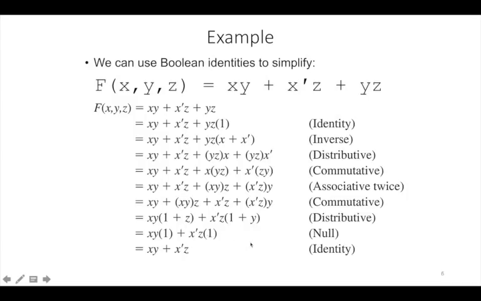And the last step, we use the identity, so we can see that x, y, and 1 is going to equal x, y, and x complement z with 1 equals x complement z. So you can see that the Boolean function f right here had three components. Now we can simplify it into only two components.